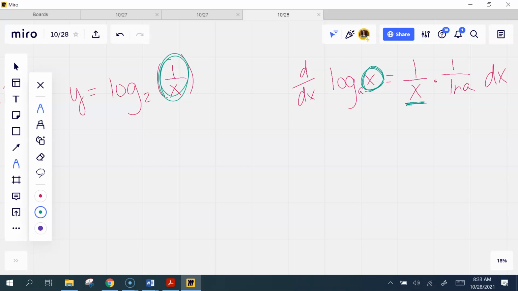Okay. All right, so let's find dy dx. No, please don't do that. dy dx is, all right, 1 over x times 1 over the natural log of 2. Now do the derivative of the bottom.